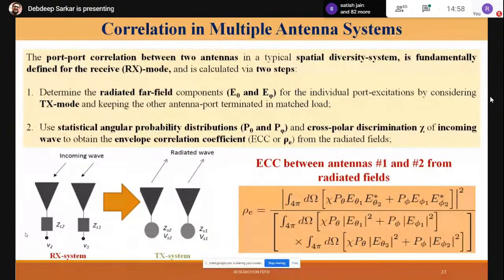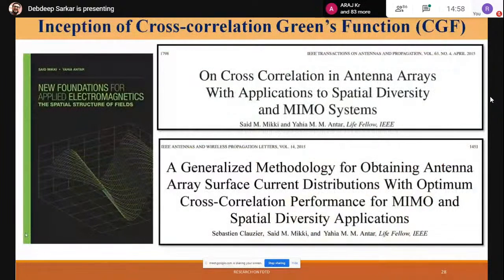So typically the exercise that I carried out using the 3D-FDTD routine, the same thing we have to do in our solvers, is that we find out the radiated field components for the individual port excitation by considering the TX mode and keeping the other antenna port terminated in the match load. Then, since I talked about the receive mode, we must also know the statistical angular probability distribution and cross-polar discrimination of the incoming wave.